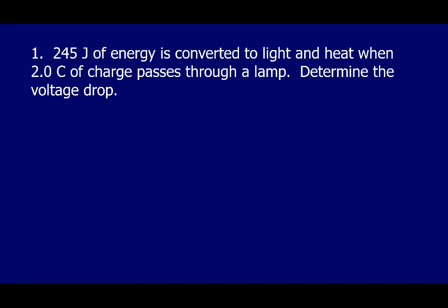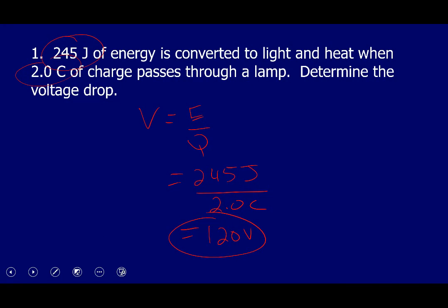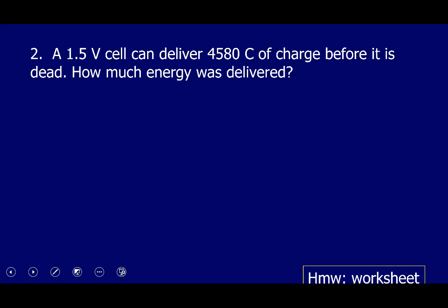The rest of this is just some examples, guys. So we got this much energy converted into light and heat when that much charge passes through the lamp. Determine the voltage drop. Energy per charge: that's going to be 245 joules divided by 2.0 coulombs. I'm typing that into my calculator right now, and it gives me, if I round it to 2 digits, 120 volts, which is your standard household voltage anyways.